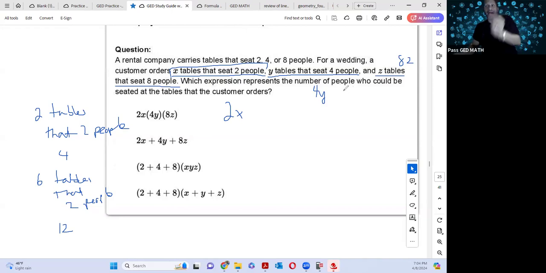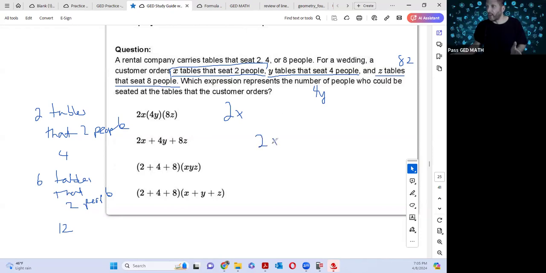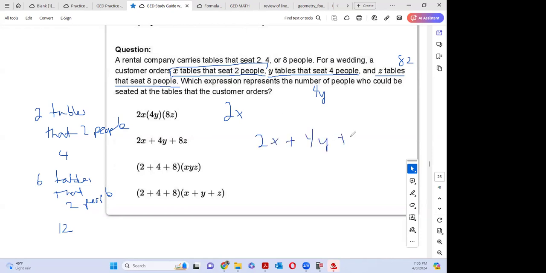So if I want to know how many people can fit, what do I have to do to 2x, 4y, and 8z to find the total people? Multiply. Oh no, okay, you have to multiply each one, but add them together. Exactly. 2x plus 4y plus 8z.